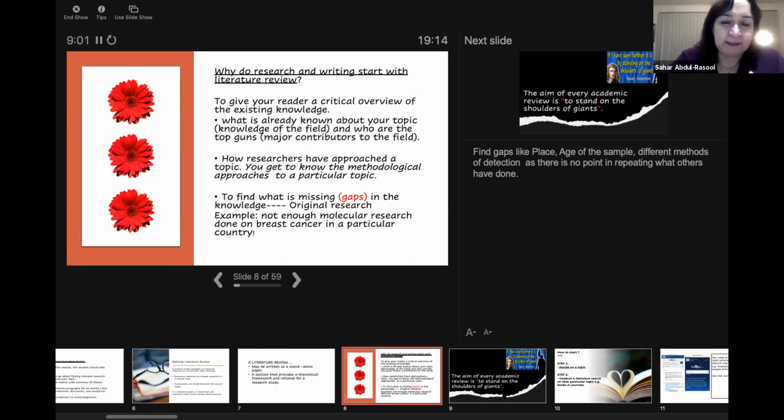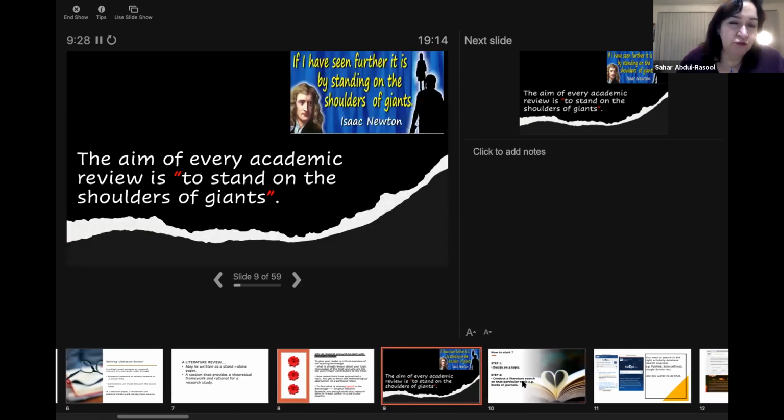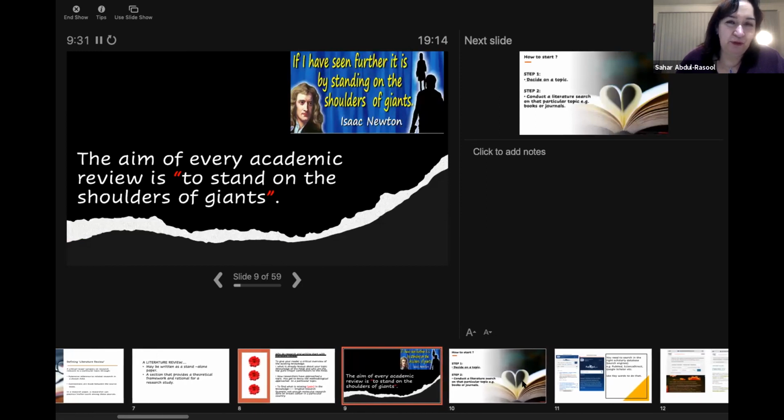When the publishing authority accepts your paper as an original article, that means you did something that the others haven't done. Because of the lot of work that's done in a particular field, finding the missing gap and addressing these missing gaps will be an interesting type of writing. So what we do when we are writing a literature review is stand on the shoulders of giants, because that's how you see better. You will have the ability to criticize and analyze a particular piece of writing.